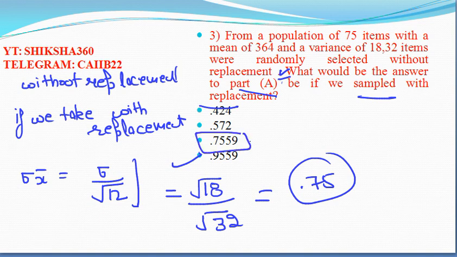It depends upon the question how they will give the answer. We check how close we reach to the nearest value. The first two digits match, so in this question we give the answer 0.75. Here the role is only of the formulas, and at the time of the examination you have to remember the formulas. Without replacement we have done one question, and with replacement we also have one question.